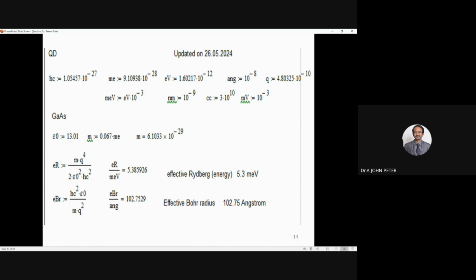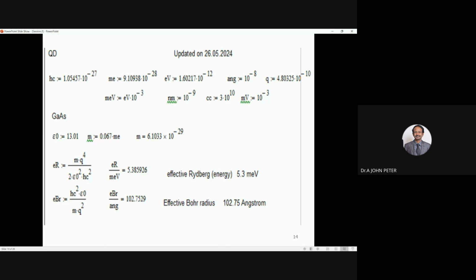Now the next expression, we are going to convert this into some units. That is the effective Rydberg and effective Bohr radius. See, for the effective Rydberg, you are going to have the expression m e to the power 4 divided by 2 epsilon naught squared h bar squared, which you have already studied for the hydrogen atom. This expression is there for the hydrogen atom. Effective Rydberg and effective Bohr radius.